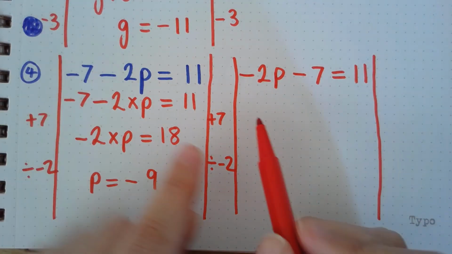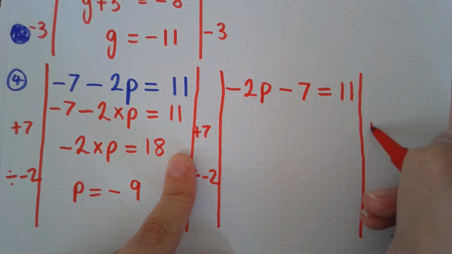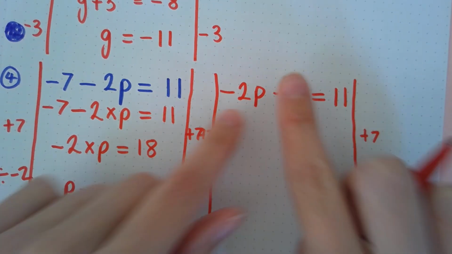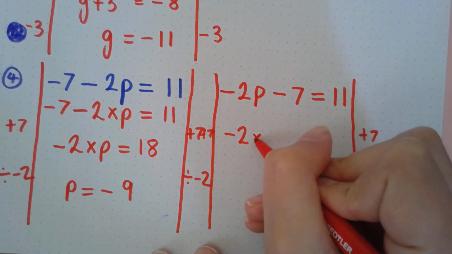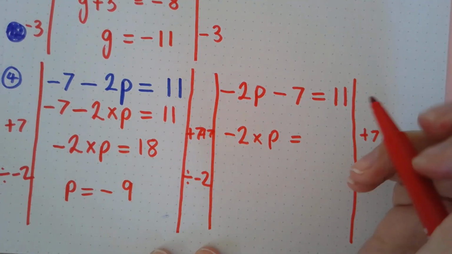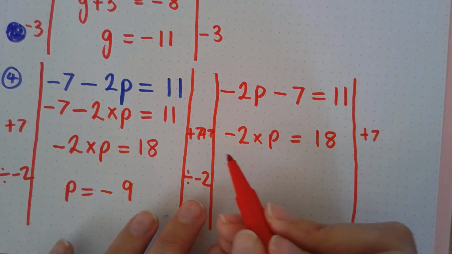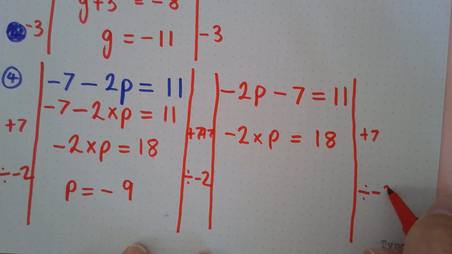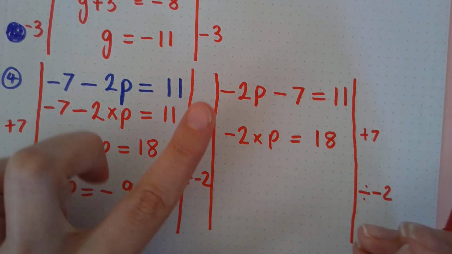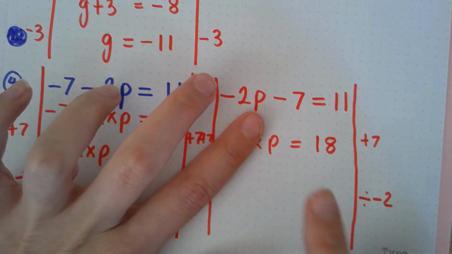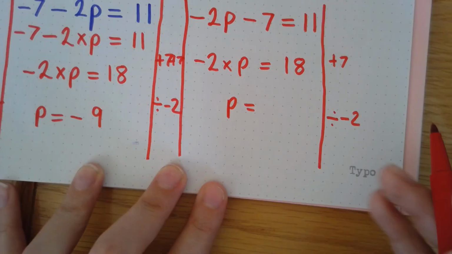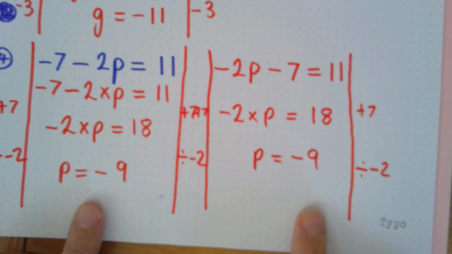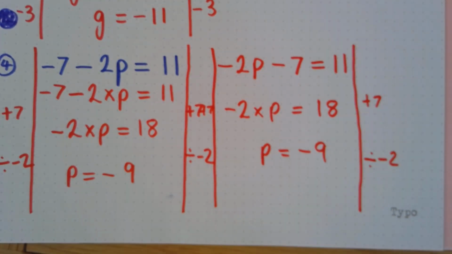It would be the same over here. Opposite of take 7 is add 7, both sides. Take 7, add 7, you're left with minus 2P, so minus 2 times P. 11 add 7 is 18. Again, opposite of times by minus 2 is divide by minus 2. Times by minus 2, divide by minus 2, just left with P. 18 divided by negative 2 is negative 9. It doesn't matter which one you use, you get the same answer.